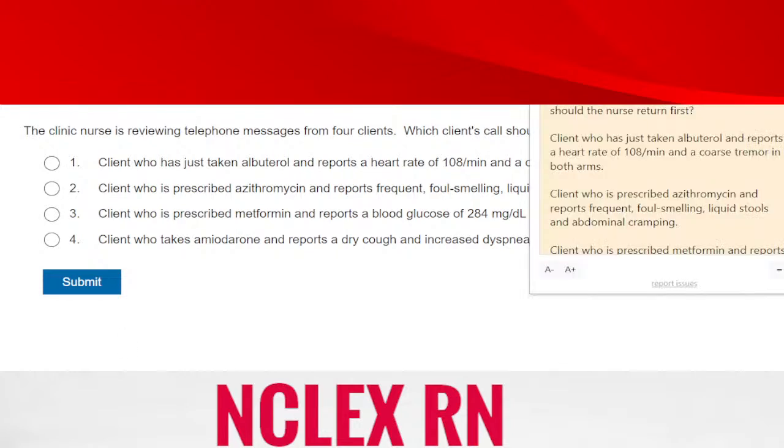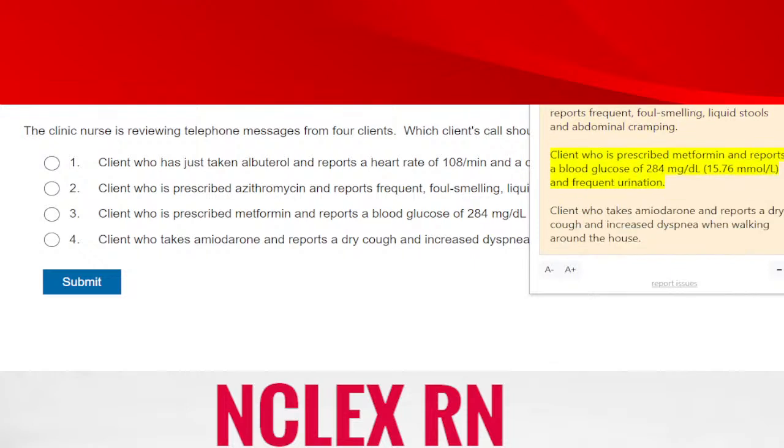The clinic nurse is reviewing telephone messages from 4 clients. Which client's call should the nurse return first? Client who has just taken albuterol and reports a heart rate of 108 per minute and a coarse tremor in both arms. Client who is prescribed azithromycin and reports frequent foul-smelling liquid stools and abdominal cramping. Client who is prescribed metformin and reports a blood glucose of 284 mg per deciliter, 15.76 mmol/L, and frequent urination. Client who takes amiodarone and reports a dry cough and increased dyspnea when walking around the house.